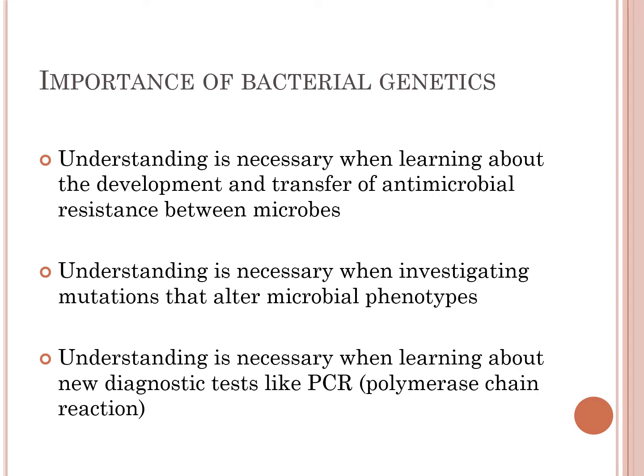We also have to have an understanding because we have to understand how to investigate mutations that alter microbial phenotypes. Mutations like the pigments of Serratia marcescens. Serratia marcescens is about 90% of the time a gray organism on blood agar, but occasionally Serratia marcescens can take up a mutation where the organism actually becomes brick red. And then finally, you have to understand bacterial genetics when learning about new diagnostic tests like polymerase chain reaction or PCR or other molecular techniques.